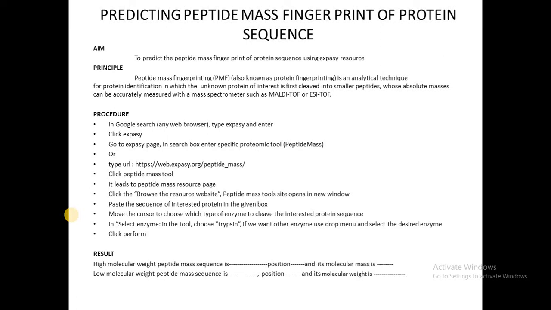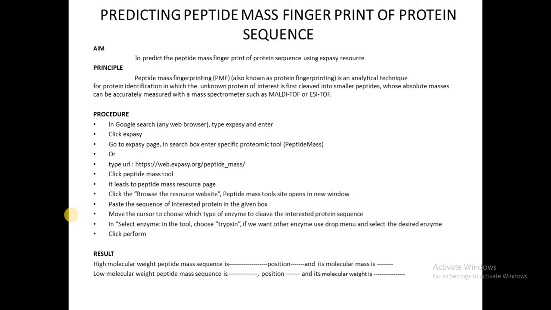Then the next one is Proteus. That is the combined transmembrane topology and signal peptide predictor. So here also we have to paste the sequence and then we can find out the transmembrane regions.